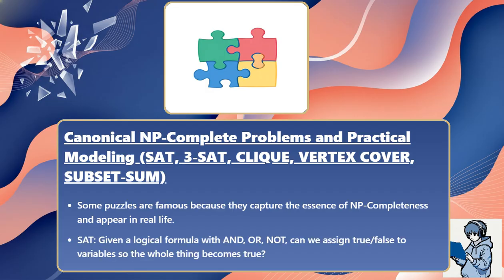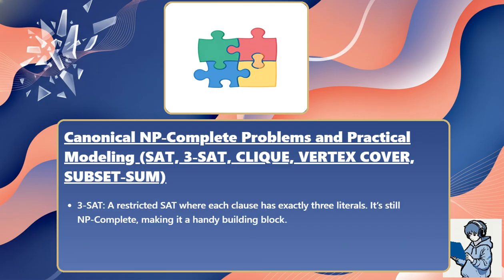SAT: given a logical formula with AND, OR, NOT, can we assign true or false to variables so the whole thing becomes true? 3-SAT: a restricted SAT where each clause has exactly 3 literals. It is still NP complete, making it a handy building block.